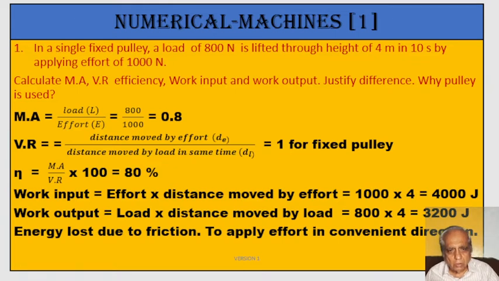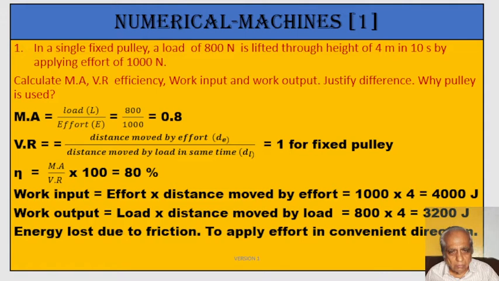Okay. Now let us do sum number 1. In sum number 1, he is only checking whether you know the formula or not. If you know the formula, the sum is very straightforward. Let us read the sum. He says a load is of 800 Newton. So load is given. Load is lifted through a height of 4 meter in 10 seconds by applying effort of 1000 Newton. So effort is 1000 Newton, load is 800 Newton.